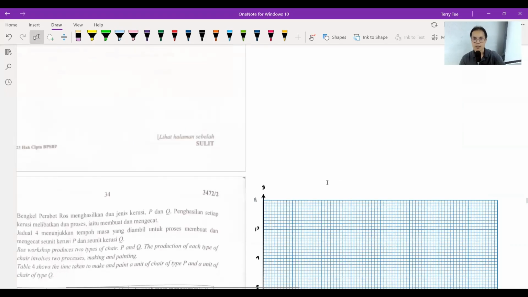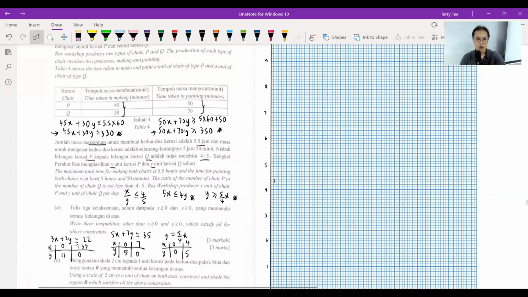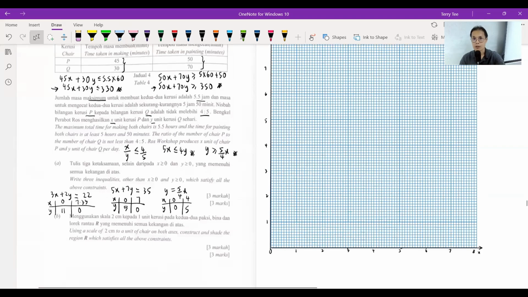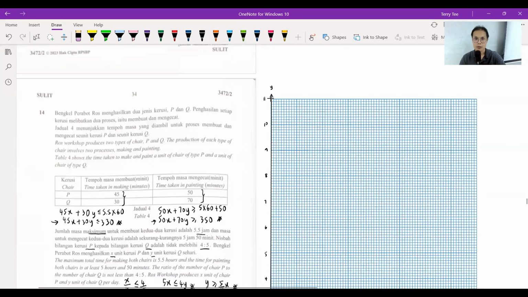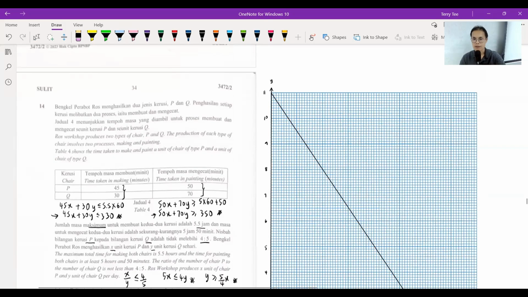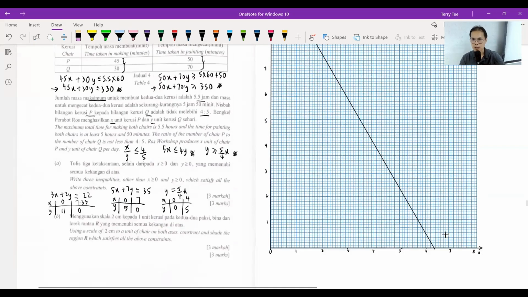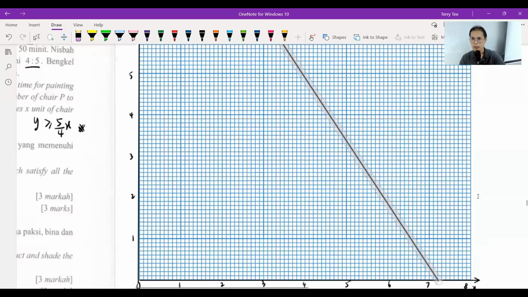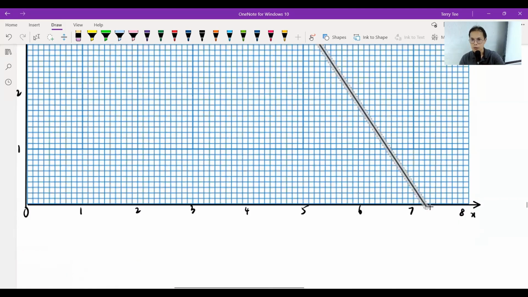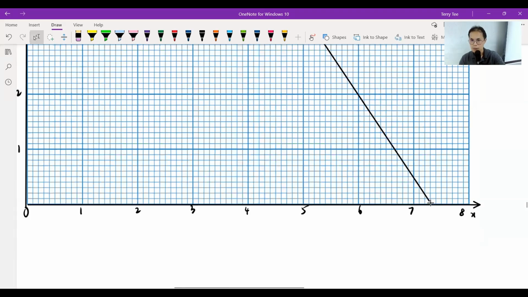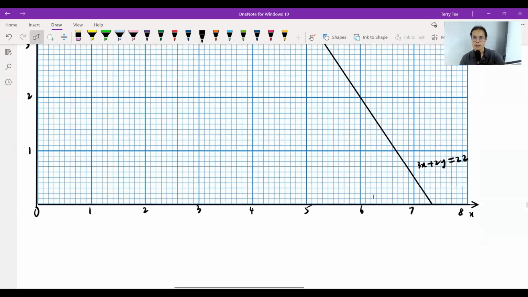Okay, better. All right. So let's draw the first graph, 0, 11, and 7.33, 0. 0, 11 is this point here. Go all the way down. 7.33 is between 7 and 8. You can use 7.3 here. Maybe here. Close enough. I think it's good enough. So this equation is 3x + 2y = 22. This is your first equation.